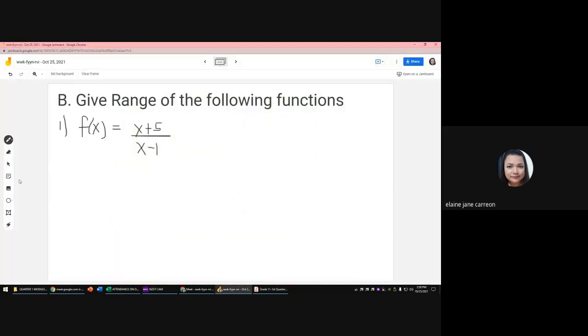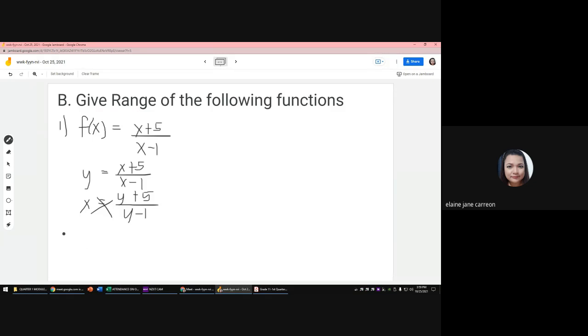Okay, in order for us to find the range, let's find the inverse. First step, replace f of x with y, so y equals x plus 5 over x minus 1. And then we interchange y and x, so y will become x, and x will become y. So we have x equals y plus 5 over y minus 1. Now we're ready to solve for y.